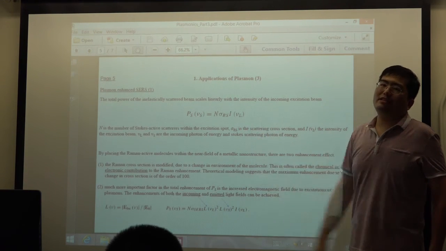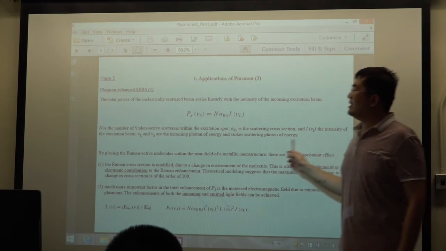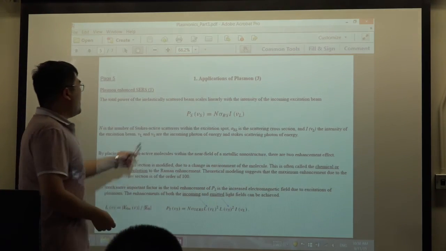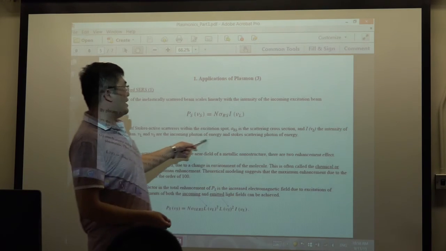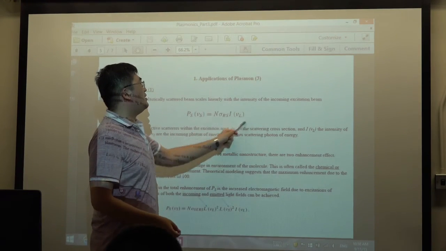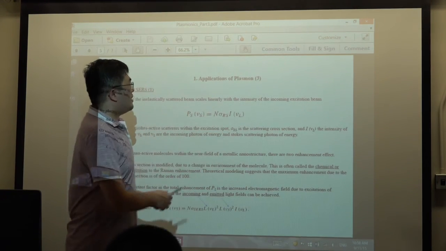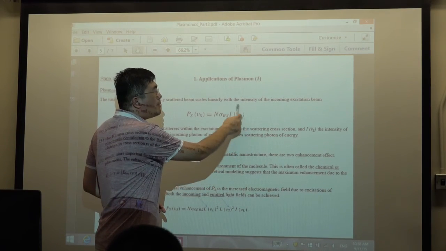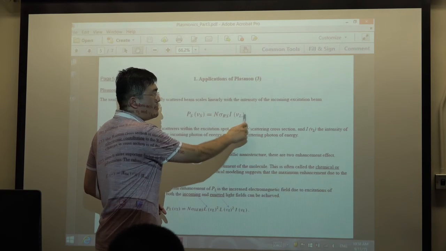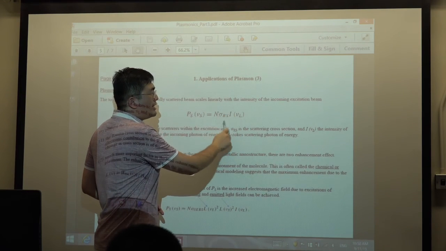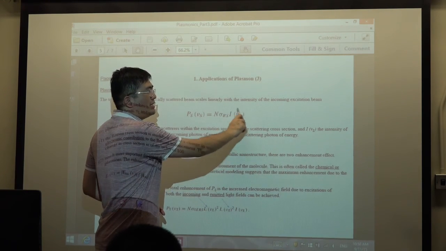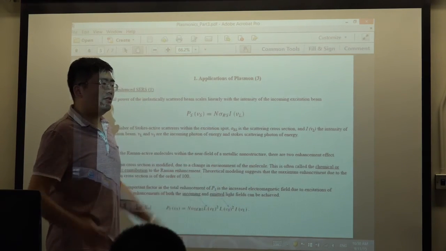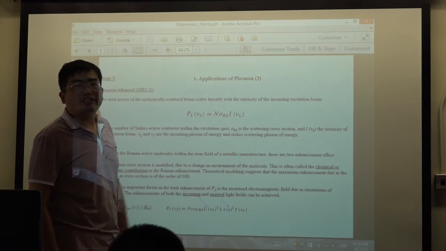And sigma is the scattering cross section. I is the intensity of the excitation. The nu R and nu S are the incoming energy and the scattering energy. Well, this equation is easy to understand. The incident power density, times the scattering cross section, gives the scattering power, and A is the total number.